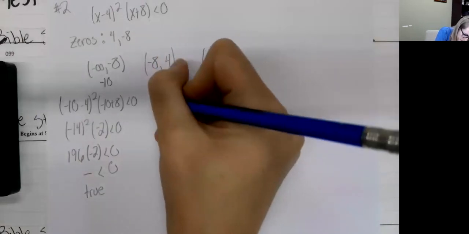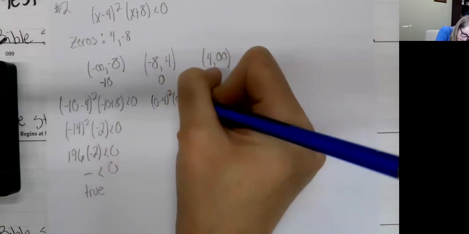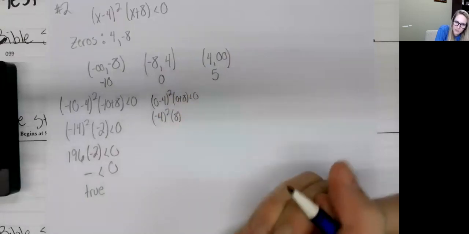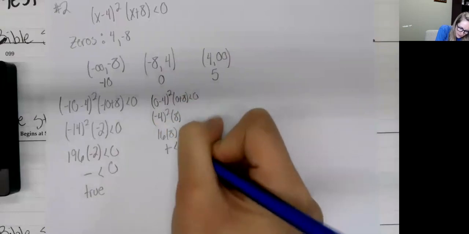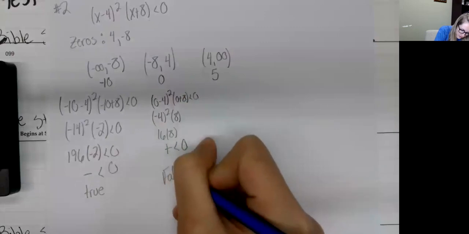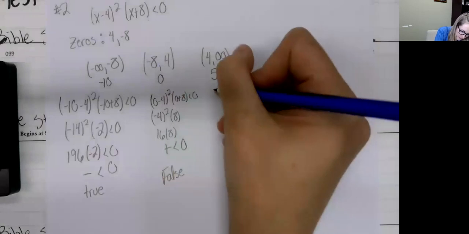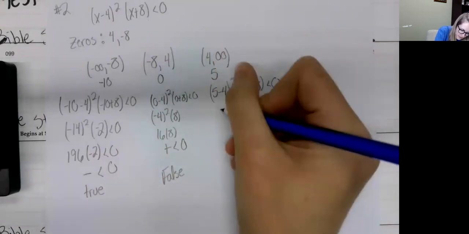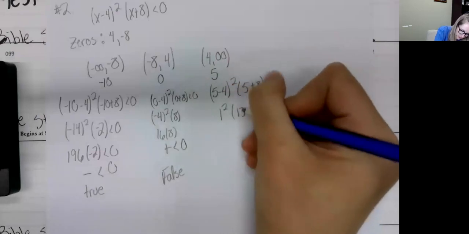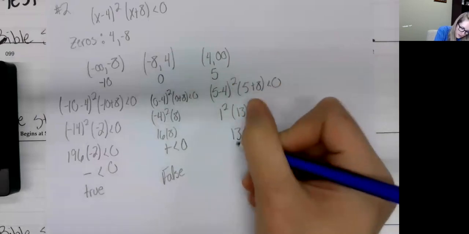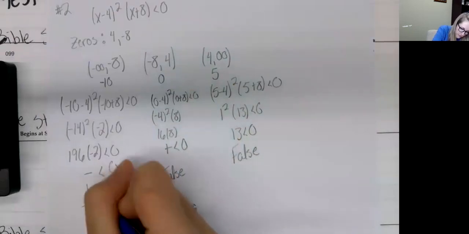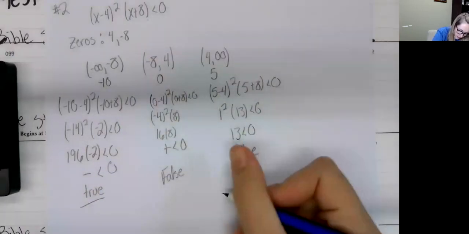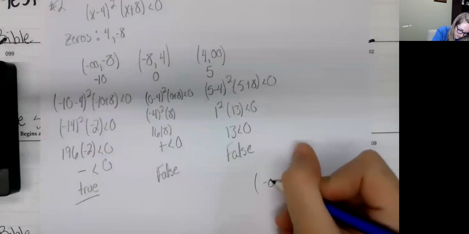So I have 0 subtract 4 squared times 0 plus 8 is less than 0. This would be -4 squared times 8. Negative 4 squared would be 16 times 8. That's a positive number. A positive is not less than 0, so this one would be false. Okay, we're going to plug 5 in. 5 subtract 4 squared, 5 plus 8. I'll give myself more room next time I do this. So we'd have 1 squared times 13. 13 is less than 0? Nope. So that one's false. So the only one that's true is going to be our answer. Our interval where this is true is going to be negative infinity to negative 8. And that would be my answer that I would write here.